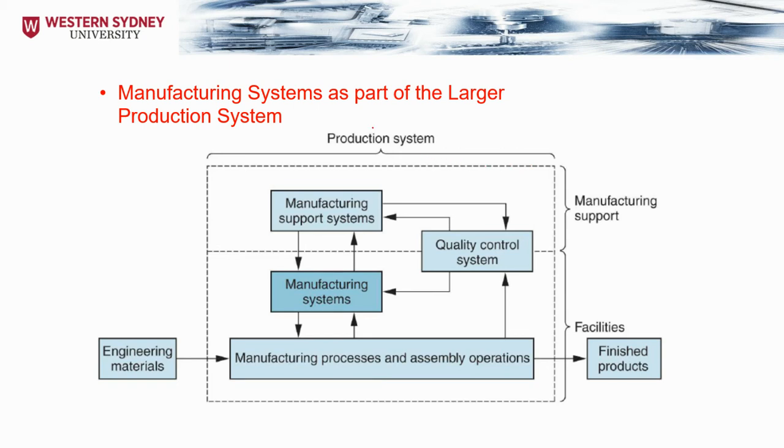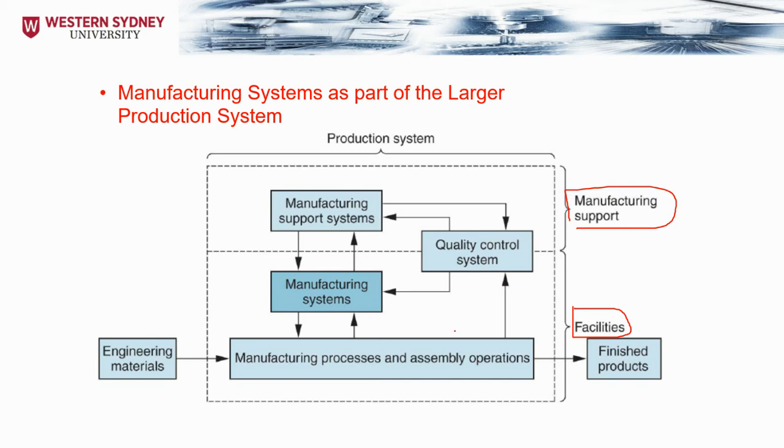The manufacturing system is usually a part of a larger production system. So if this is my production system, it always consists of the manufacturing supporting system and the facilities. The manufacturing supporting system can include the design process, the purchasing of the material, and the manufacturing design, when you decide what the process planning for the manufacturing of the part will be. You will send that to the manufacturing system.